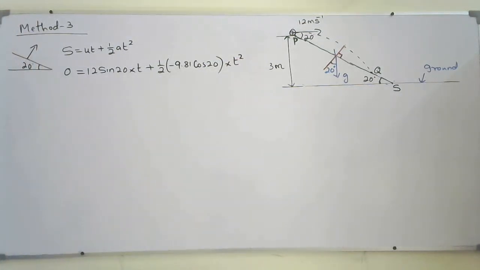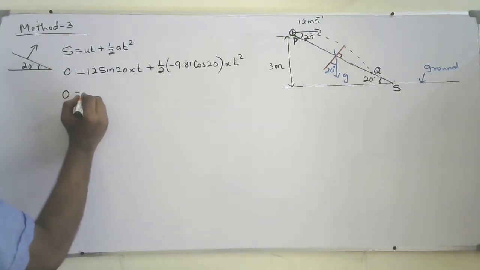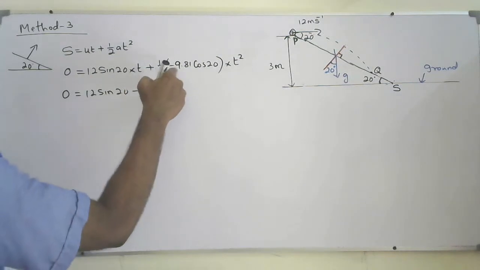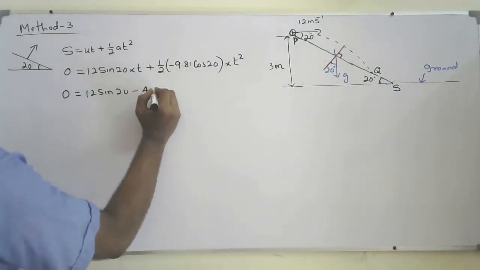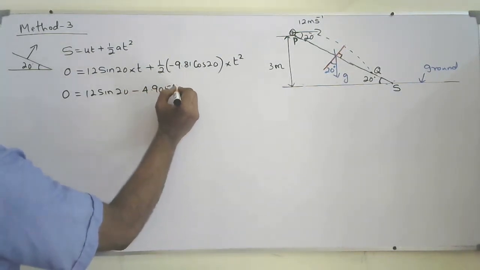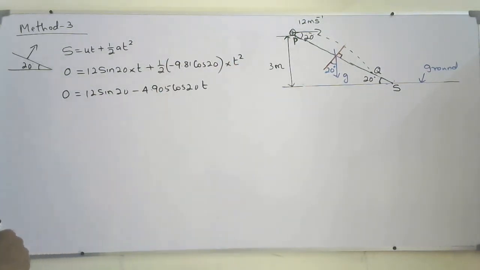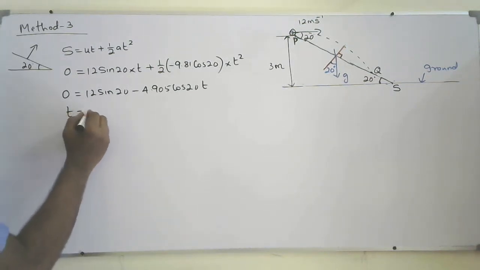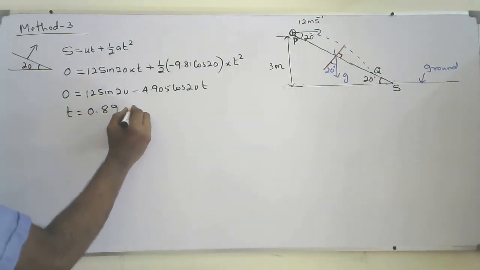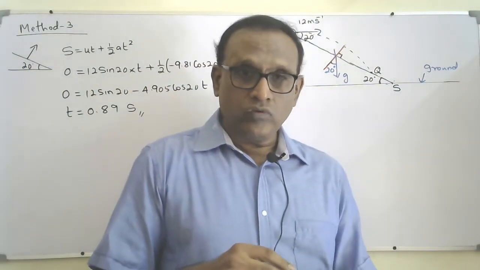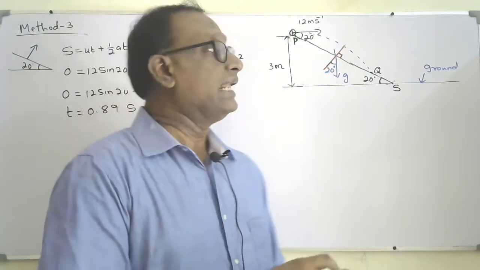So I can divide the whole equation by t. So you will get 0 equals 12 sine 20 minus half into 9.81, 4.905 cos 20 t, because I divided by t. Okay, so find the t. You will get t equal to 0.89 seconds. This is the time taken to move along the slope a length PQ.